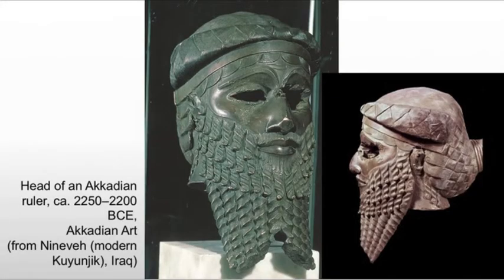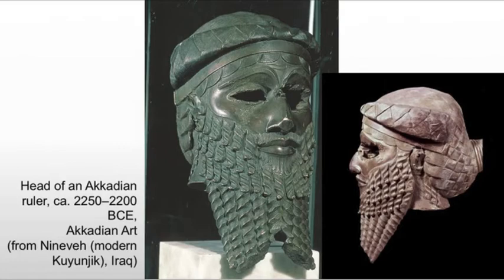First, we have the head of an Akkadian ruler, and this is a massive copper head. It's life-size, and it's a blend of naturalism and abstraction. The piece is made of copper, and it's hollow cast. The reason it's hollow cast is to save resources. So you don't want to use more copper than you need.